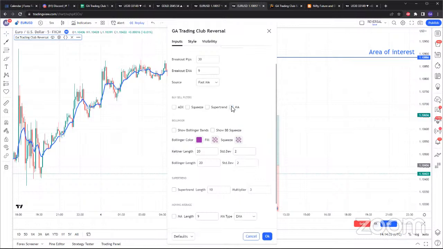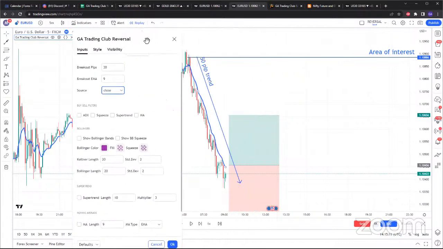Now for me, again, I built this for you guys. For me, I can trade reversals automatically just by looking at charts. Okay, now breakout pips: for FX pairs, I recommend doing about 30 to 40. For US 30, 50. And then here, for me, I use the 9 EMA. If you have other strategies, you can use whatever EMA you want. But ideally, you want an EMA that's closer to price, so you don't want a 200 EMA or 50 EMA. And then source, ideally you want to do close, but you can play between close and fast MA.